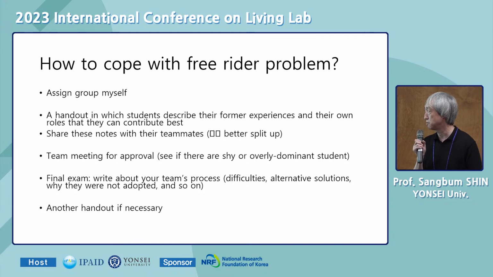If there's a shy person or an overly dominant student, so if there's a problem, I step in. In the final exam, usually the exam topic is to write about your team's process in detail. If there's a free rider or a student with a problem, they don't write very well, so I'll cut some points. I make them write about specific difficulties when you were preparing this project.